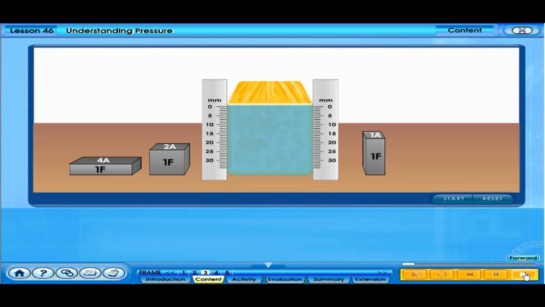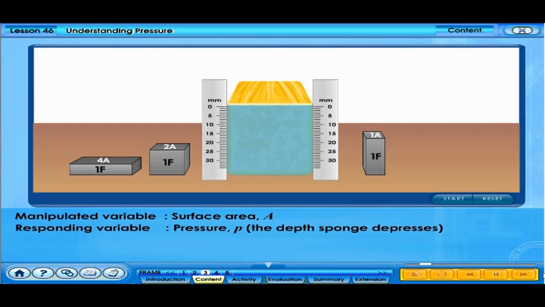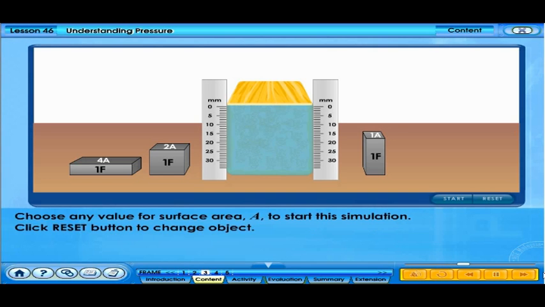Let us determine the relationship between surface area and the pressure with constant normal force. Surface area is the manipulated variable and can be changed by clicking on the three objects shown. Similarly, the responding variable is the depth the sponge depresses, which represents pressure. Choose any values for surface area A to start the simulation. Click the Reset button to change object.